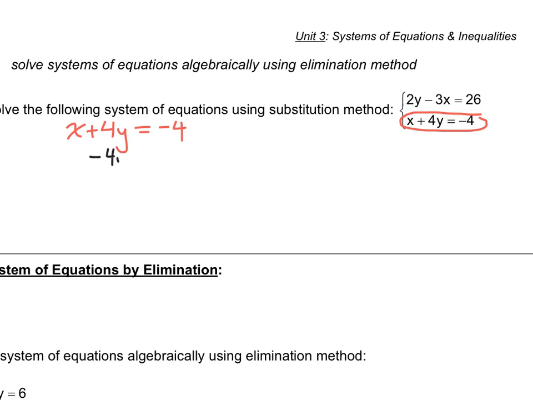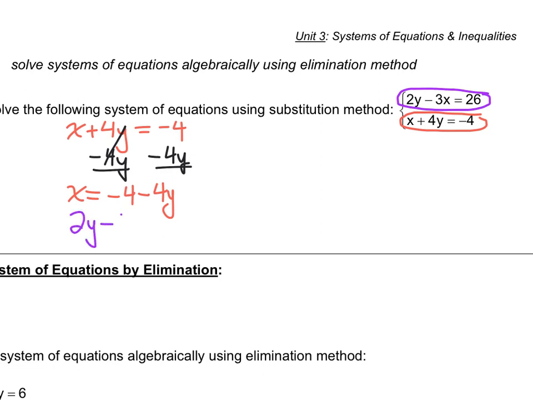So I'm going to subtract off the 4y. And I'm going to get x equals negative 4 minus 4y. So that means x is the same thing as negative 4 minus 4y. So I have my other equation, do that in purple for those keeping score at home, which is 2y minus 3x equals 26.